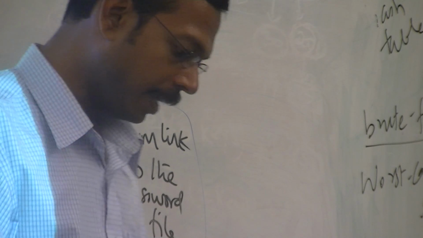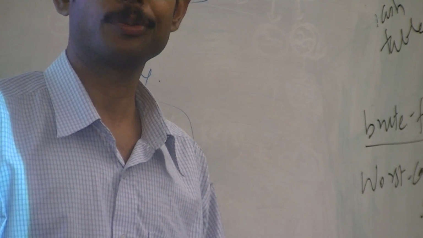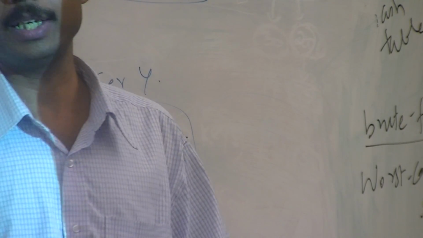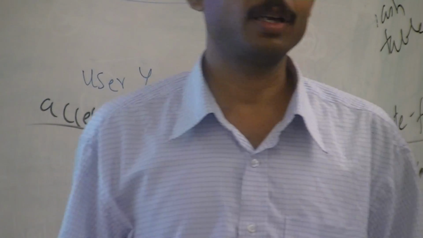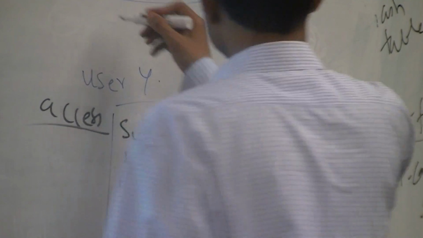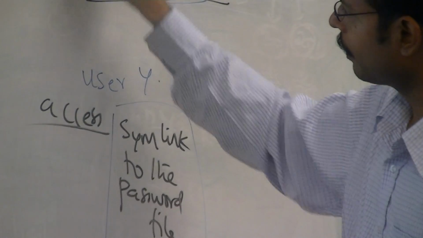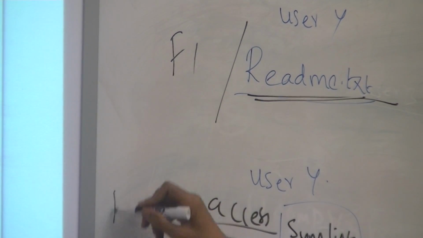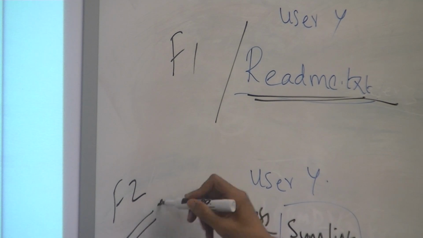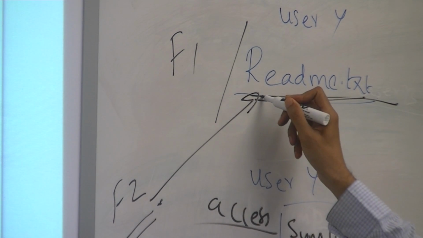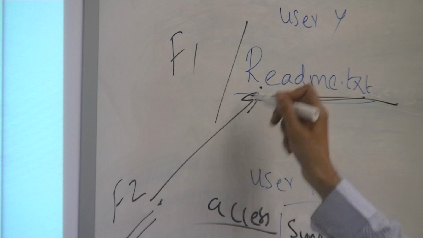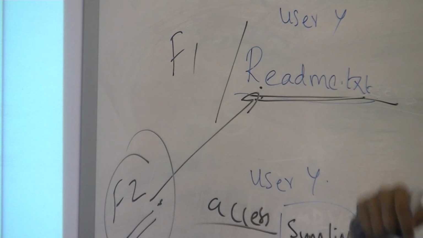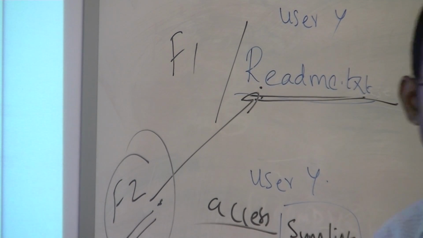Okay. Symbolic link is like the shortcuts in Windows. It's the same in Unix. So symbolic link means if you have a readme.txt file in, say, folder 1, and you want to link to it from folder 2, you can create a symbolic link to this file. So you can access this file from this folder through that symbolic link, and you can update the file.